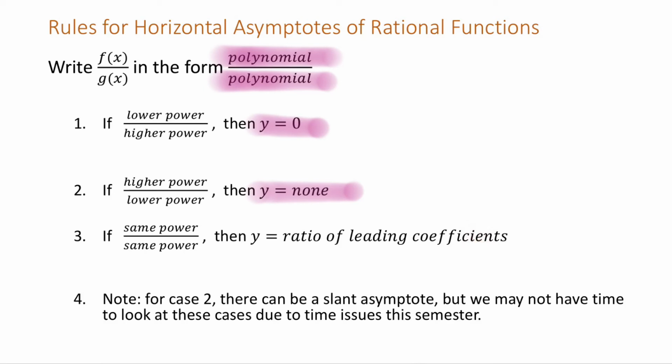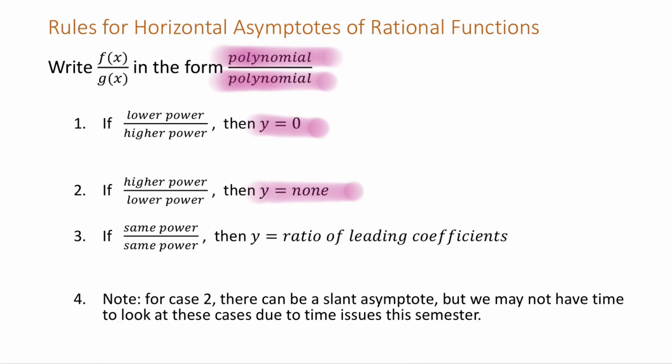Now, something that we're probably not going to have time to get into in this course because of our time restrictions: for case 2, when the degree of the numerator is 1 higher than the degree of the denominator, you will actually have a slant asymptote. Like I said, we're probably not going to have time to get to that. We find slant asymptotes by dividing the denominator into the numerator and looking at the result. So polynomial long division is employed to find the equation of a slant asymptote.